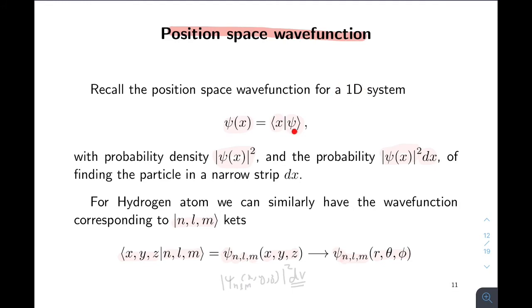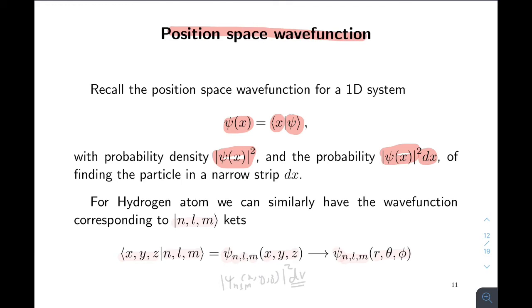For a one-dimensional case, if we have the system ket psi, we can take its scalar product with position eigenvectors to get a function we call the wave function. The modulus square of that wave function is called the probability density, and the probability density at some point x multiplied by a narrow strip dx is the probability of finding the particle at position x in that narrow strip dx. We can generalize this idea to 3 dimensions.